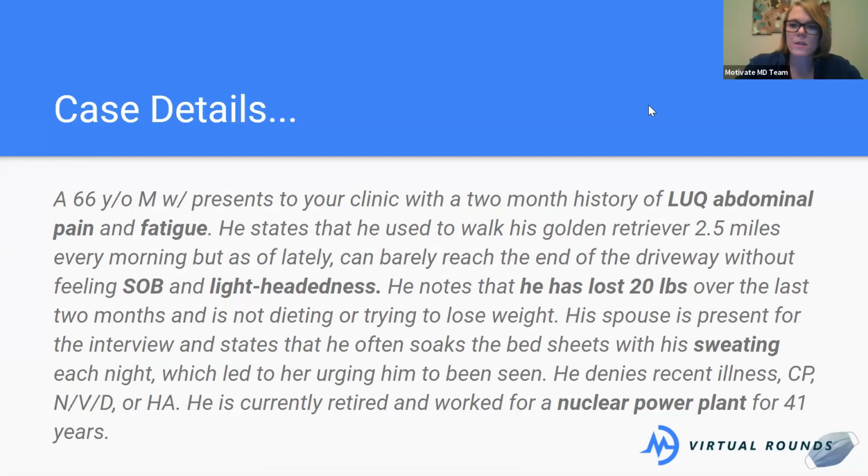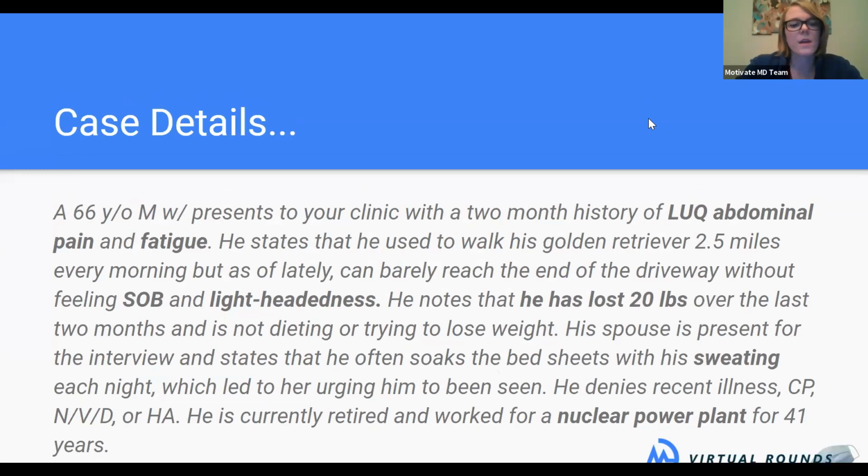Let me move around the chat box. So we have a 66-year-old male who presents to your clinic with a 2-month history of left upper quadrant abdominal pain and fatigue. He states that he used to walk his golden retriever 2.5 miles every morning, but as of lately, he can barely reach the end of his driveway without feeling shortness of breath and lightheadedness.